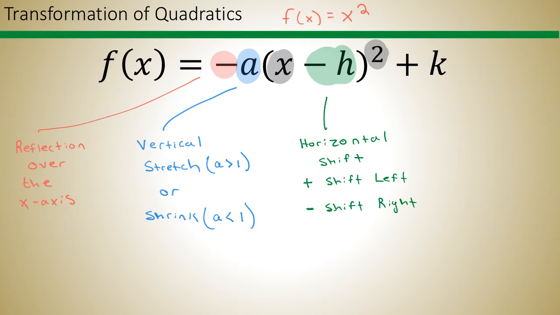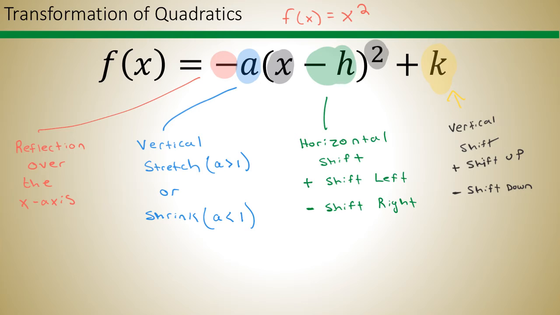Okay, and then the last one, if we see a number out here where the k is, that is going to cause a vertical shift. Again, if this is positive, it's actually going to do exactly what we think it will. It will shift up. And then if it's a negative, it is going to shift down. So there's some of our transformations.